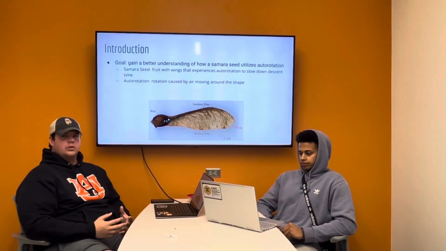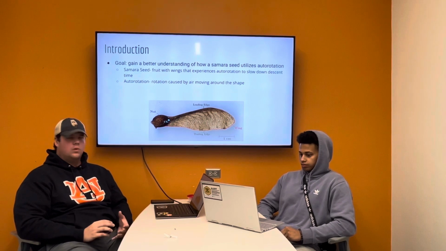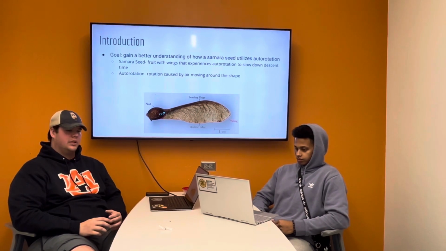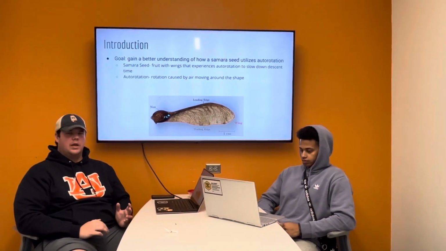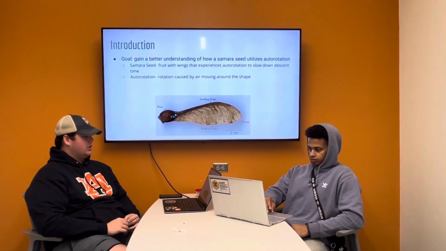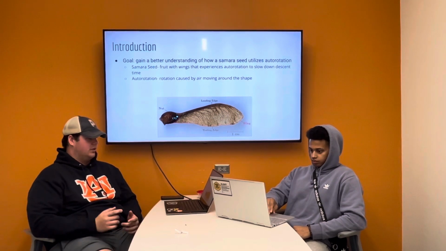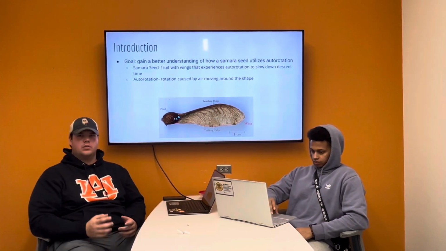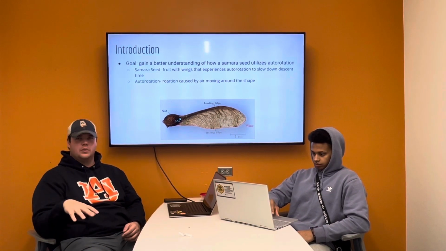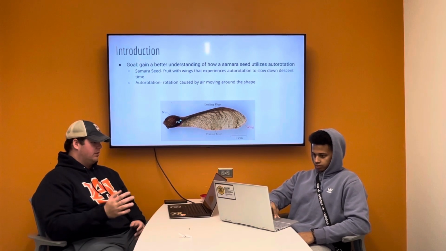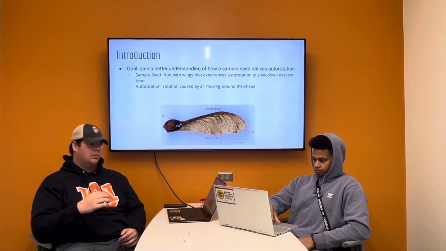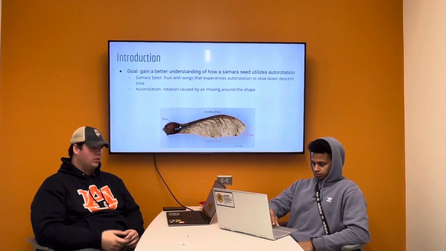So, just a little bit of an introduction on this experiment. Our goal was to gain a better understanding of how a Samara seed utilizes auto rotation, and we were doing that by applying the theories that we've learned in the Aerodynamics 1 class. A Samara seed is a fruit that has an airfoil on it that experiences auto rotation that slows its time of descent and also allows it to fall further from the tree, just helping it spread further. And auto rotation is a rotation caused by air moving around the airfoil.